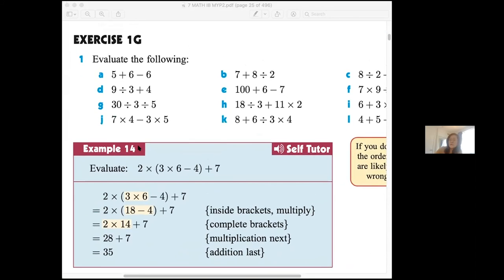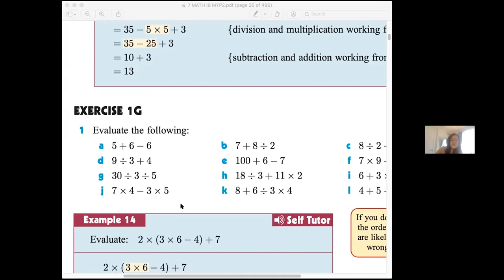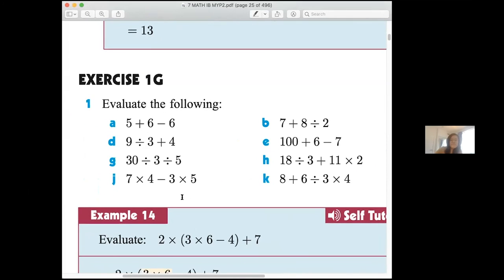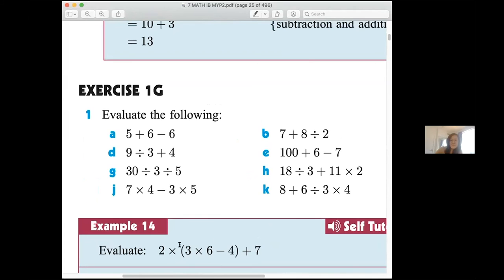Now let's go to 14. The only thing different is we have a bracket now. So we're going to solve the bracket first. We're going to work on this part first. In the bracket, we do BEDMAS again. When we work on this expression, there's no B, no E, and then we do multiplication, and then we do subtraction. Now I want you to write this in your notebook, and when you finish, raise up your hand.